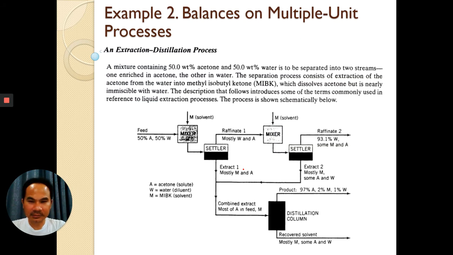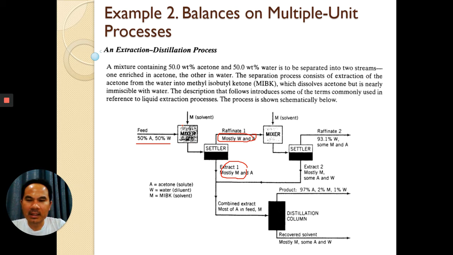For another example, this example, we talk about an extraction distillation process. We have a mixture containing 50% by weight acetone and 50% by weight water. It is to be separated into two streams, one is acetone, the other is water. This is water. This is acetone.